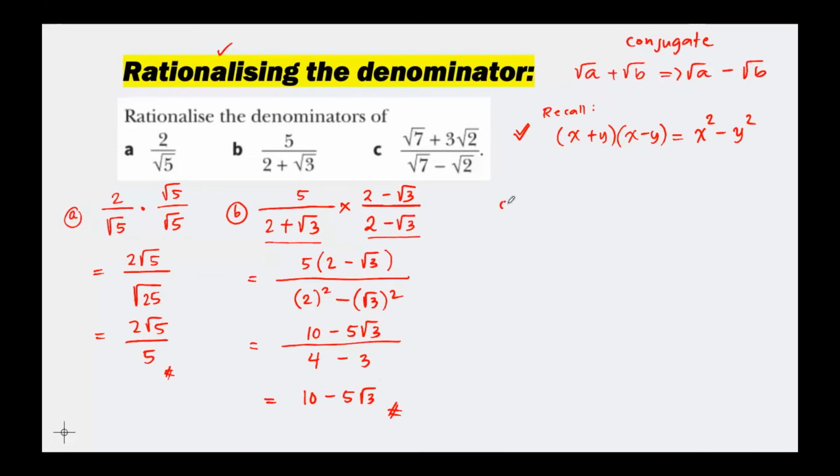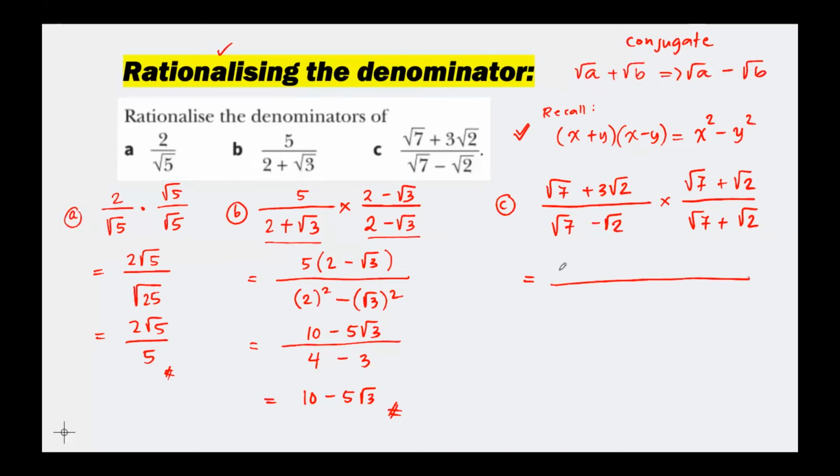And for the last one, you have square root of 7 plus 3 square root of 2 divided by square root of 7 minus square root of 2. Again, this is a binomial, so we're just going to have to multiply by its conjugate, which is square root of 7 plus square root of 2. The same thing goes for the numerator. So we're going to have to use the FOIL method here for the numerator.